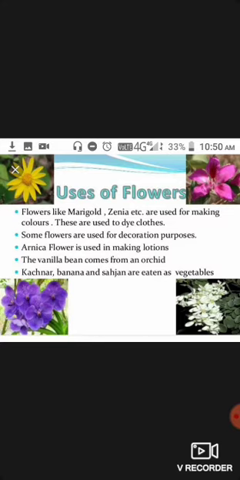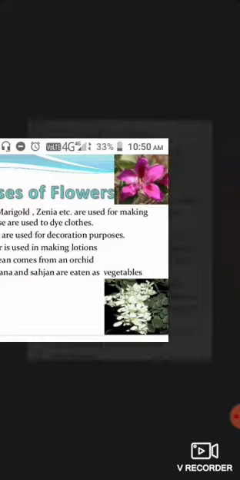Some flowers are used for decoration purposes. Arnica flower is used in making lotions. The vanilla bean comes from an orchid. Kachnar, banana and sarjan are eaten as vegetables.